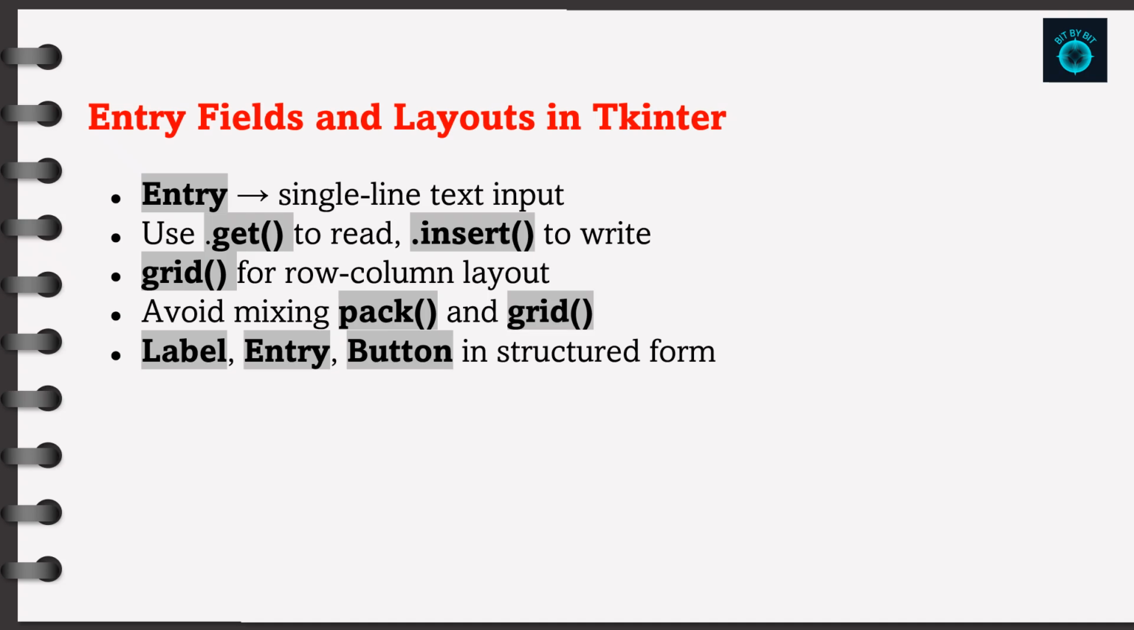Each cell has a row and column number. For example, labels can go in the first column and entries in the second. This makes it easy to create form-style layouts. One important rule: don't mix pack and grid in the same container. It may crash or behave unpredictably. Let's see an example that uses label, entry, and button in a structured grid layout.